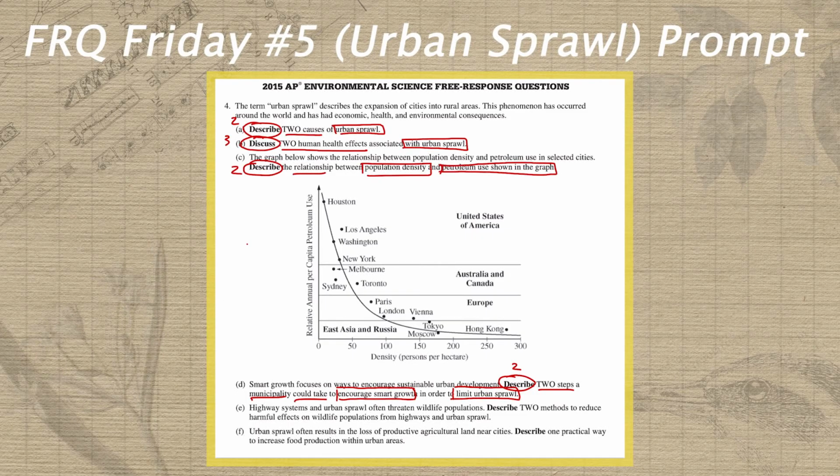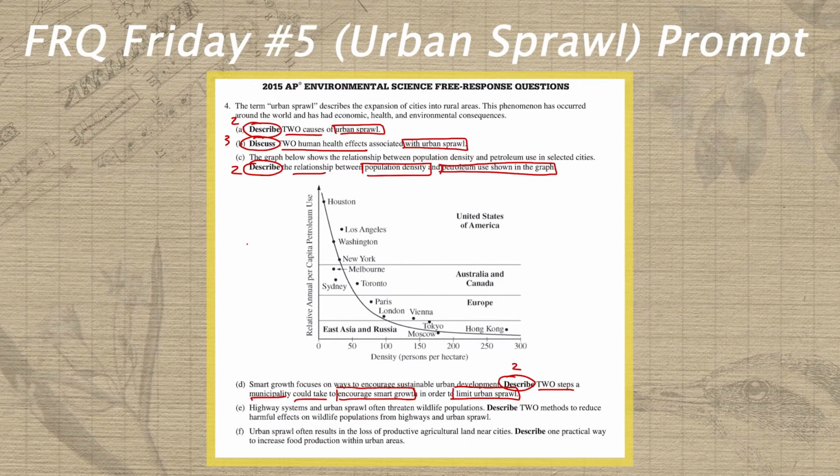So one more time, I want to make it crystal clear here. These have to be steps or actions that a city could actually take. So think about things that cities can do to encourage smart growth and to limit urban sprawl. And for each step, make sure you support it with a second layer of detail since this is a describe prompt.